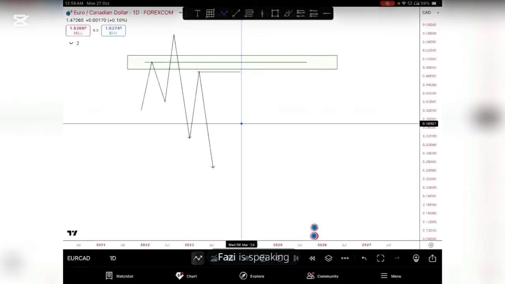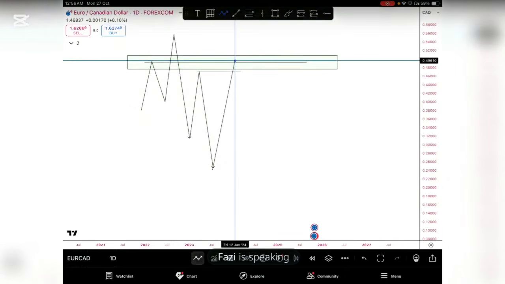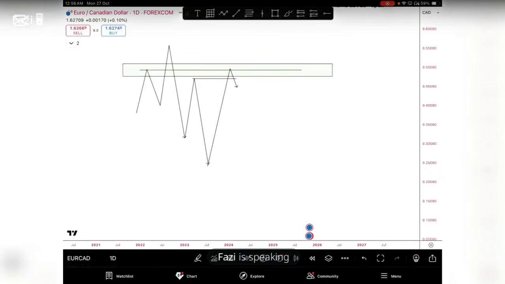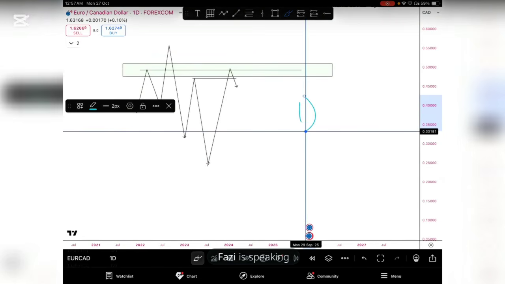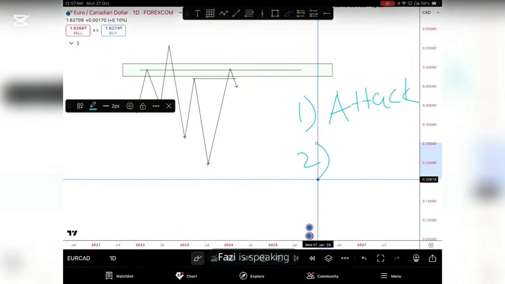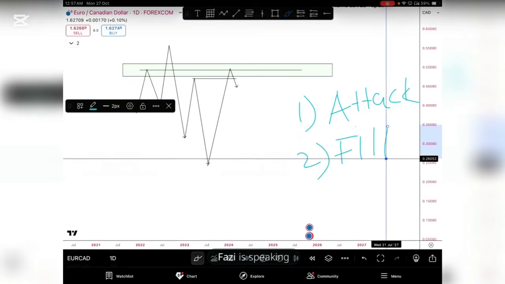If the price came to your key level, which is on the QM level, what you need to look for? I always tell you that the price can move only for two things. What are the two things? The one thing is the price came to attack the liquidity, and the price came to fill the imbalance, which is rebalance the imbalance. The price always came for these two things: attack the liquidity and fill the imbalance, which we call the FVG, fair value gap. Understand? So these are the two things you need to wait for.